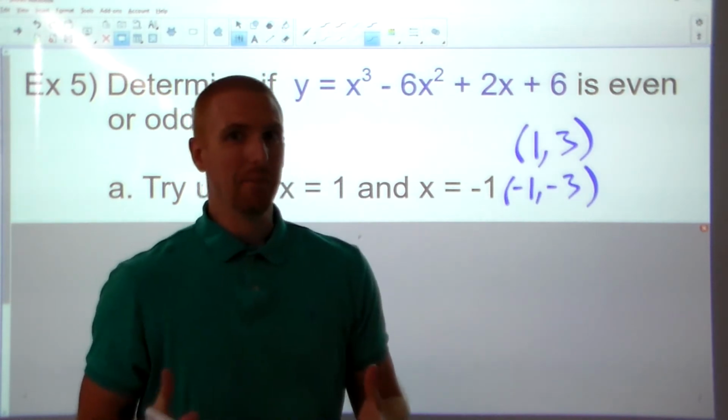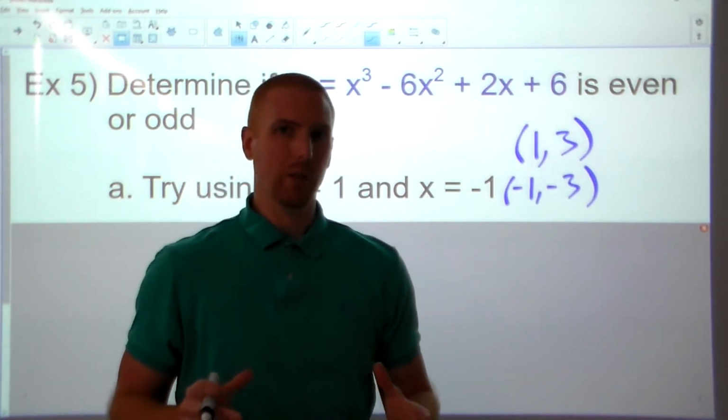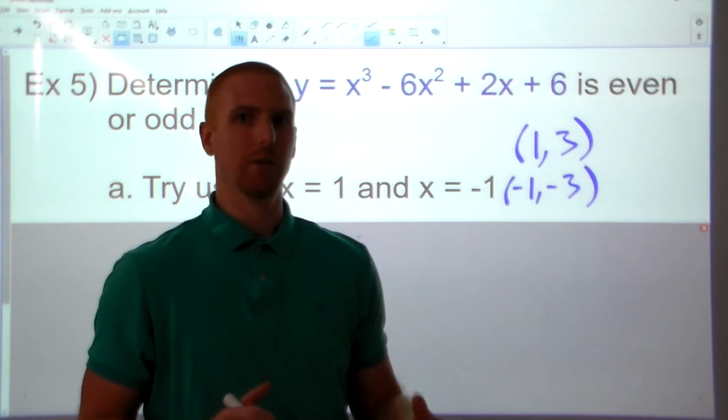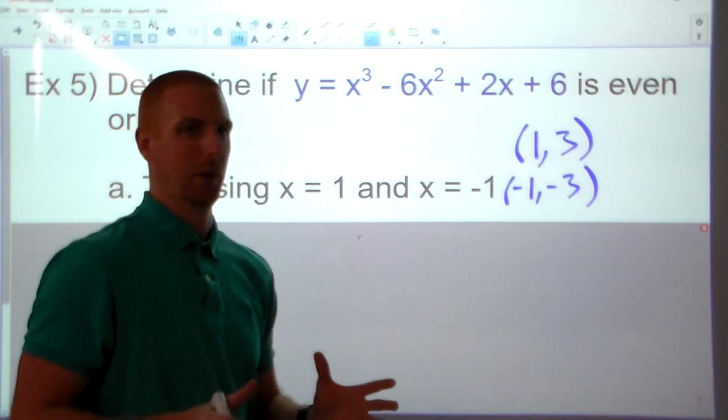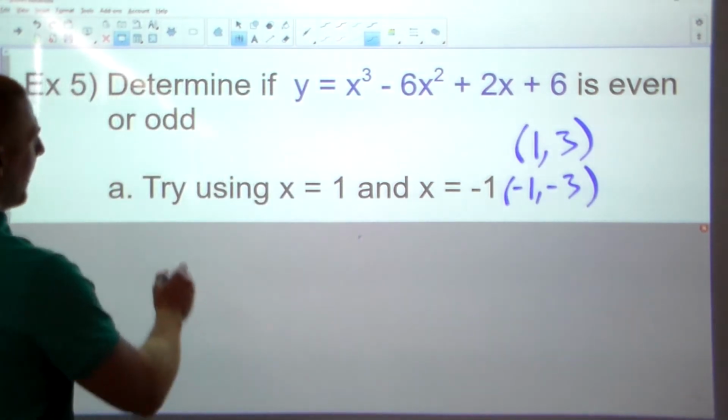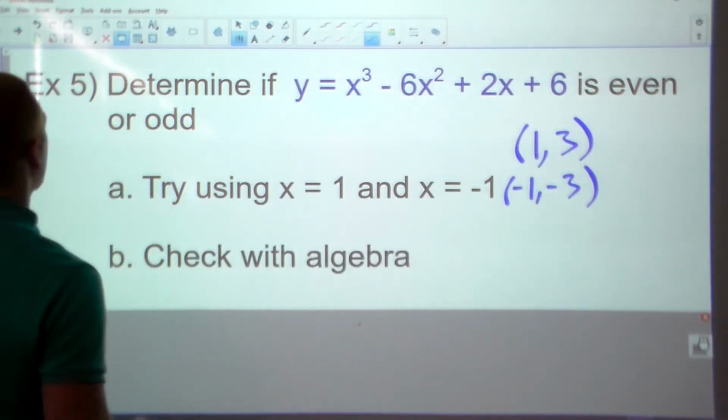All right, so the answer to that, you would need an infinite number of points, which will take the rest of your life and you'll still not be done, so a very inefficient way to go about it. So let's try proving this by algebra, okay?